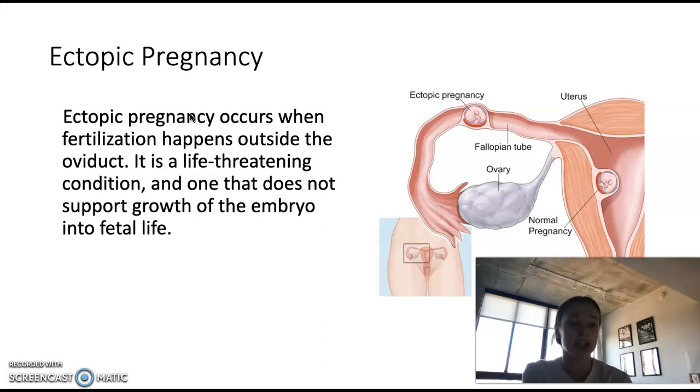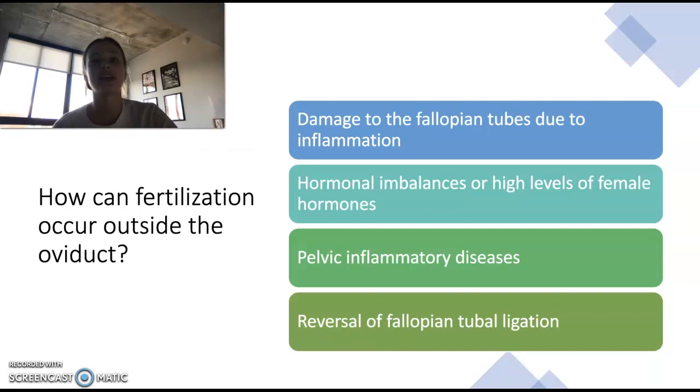Ectopic pregnancy occurs when fertilization and implantation happens outside of the oviduct. This is a life-threatening condition and one that does not support growth of the embryo into fetal life. How can fertilization occur outside the oviduct? Most ectopic pregnancies occur when implantation happens in the fallopian tube. This type of ectopic pregnancy is called a tubal pregnancy.